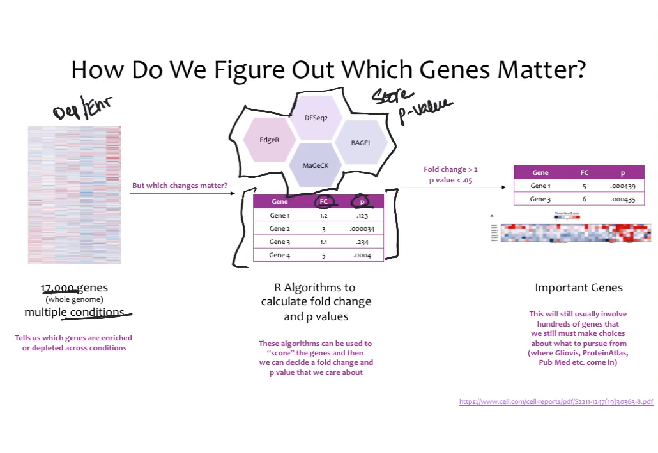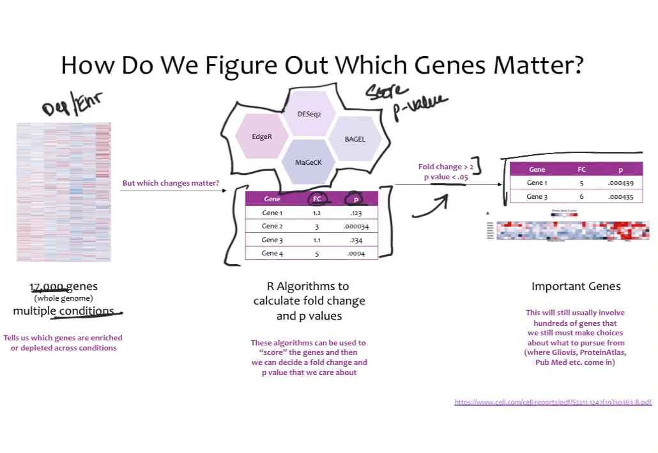Now you can use that to filter your genes. You can say, I want genes that are significant and I want genes that have changed quite dramatically, so at least a fold change of 2. That can filter down your table to just a few genes that you're interested in looking at. For example, in this paper, they went from this big heat map to having just a few genes that we're interested in looking at.